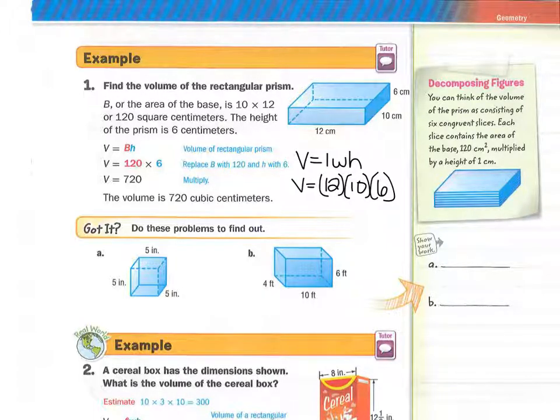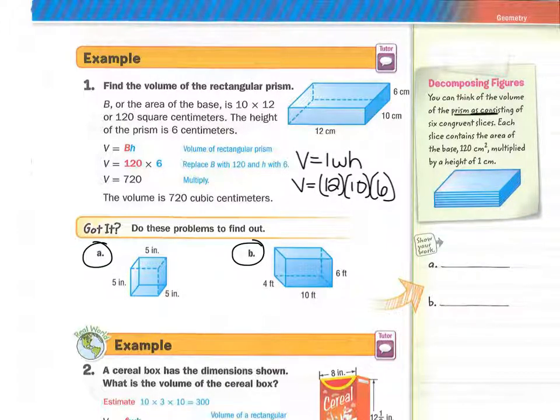You can also think about the volume of prisms as consisting of 6 congruent slices. Each slice contains the area of the base, 120 centimeters squared, multiplied by a height of 1. That's just another way to think about it. I prefer to use either this formula or this formula. Let's go ahead and have you do these two problems here, and Freddie will come back and tell you the answers.